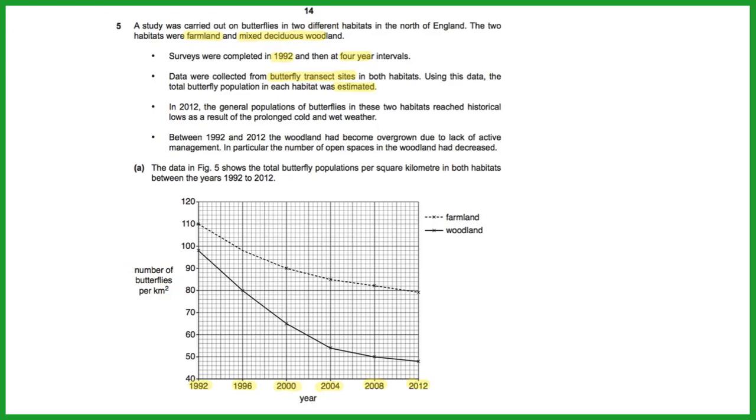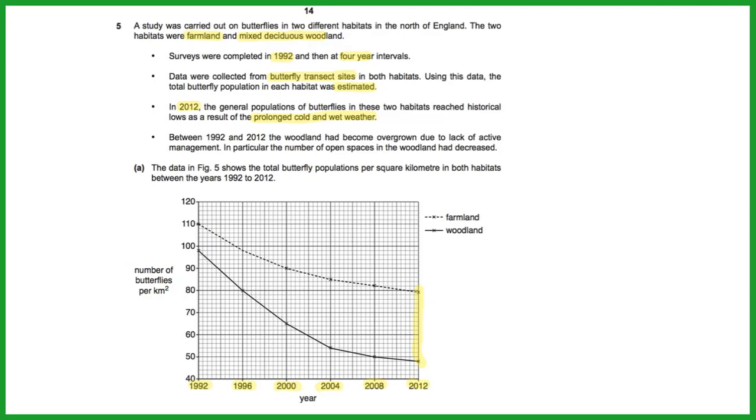Now, in 2012, the general population of the butterflies in these 2 habitats reached historic lows as a result of the prolonged cold and wet weather. So this is only in 2012 that you're reaching historic lows because of the weather. However, looking at the data, you can see that the decline starts in 1992 and reaches a historic low here. There is only cold and wet weather in 2012. So you're thinking, well, perhaps the decline from 1992 to 2012 is not caused by the cold and wet weather, it's caused by other factors.